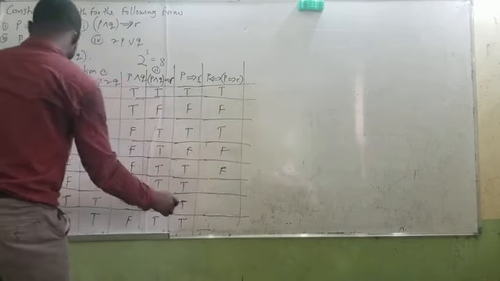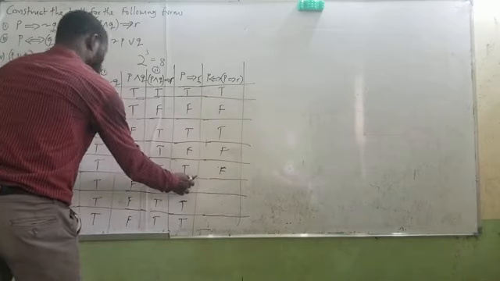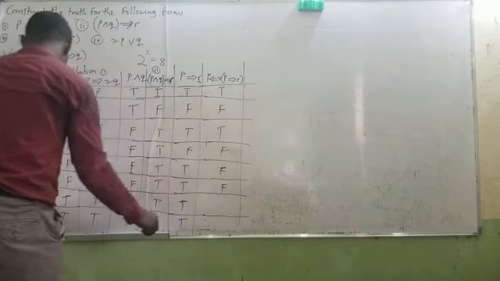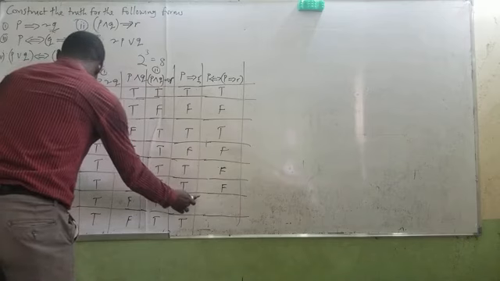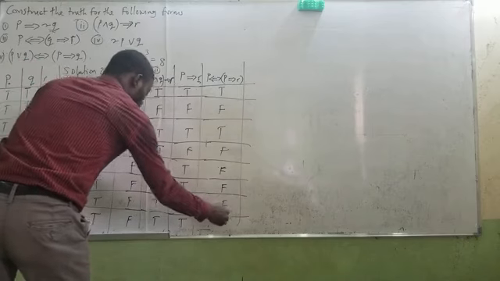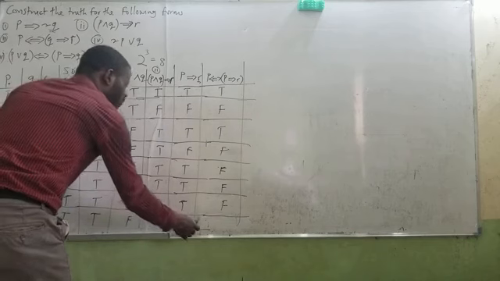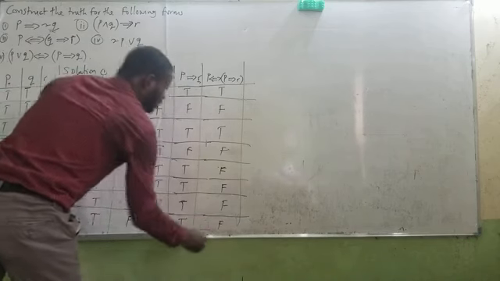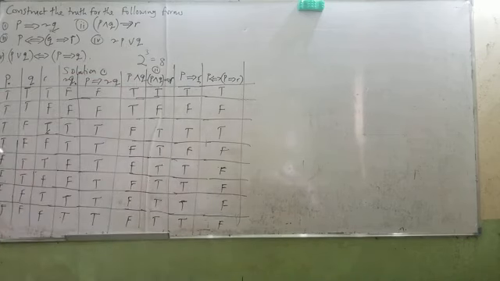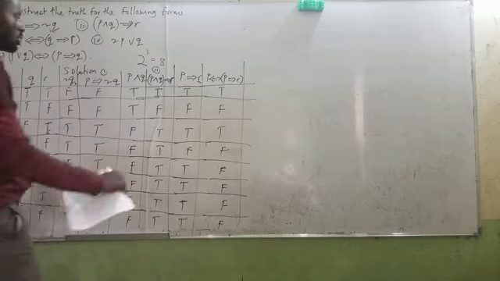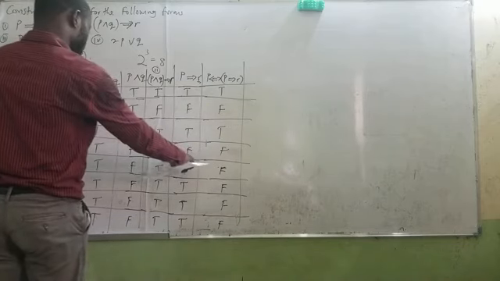This and this, it will be false. This and this, it will be false. And this and this, it will be what? False. And you see, hope I'm not making any mistake. Okay, I'm not making any mistake. Now, P implies what? Can you see? That is what we are talking about. This and this, but I'm not making a mistake.